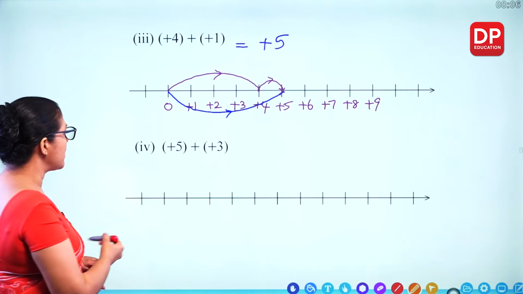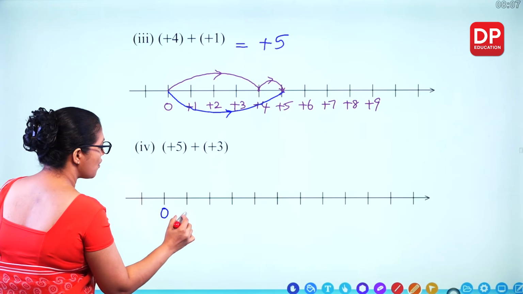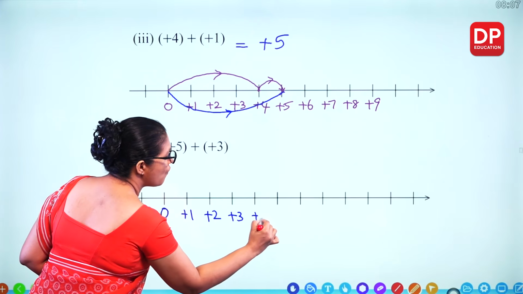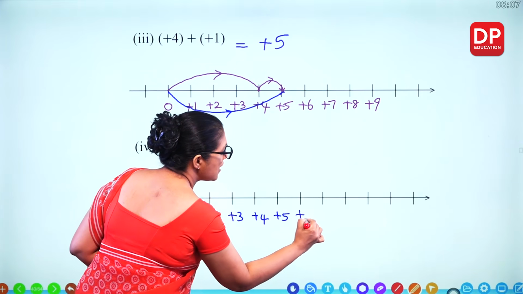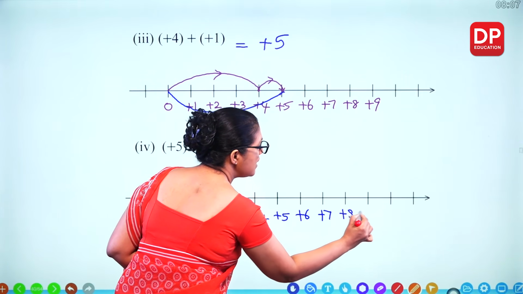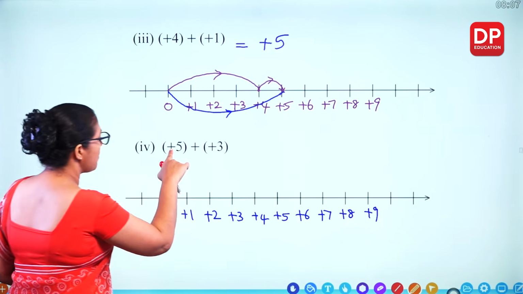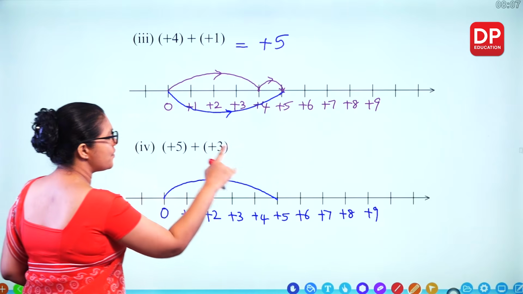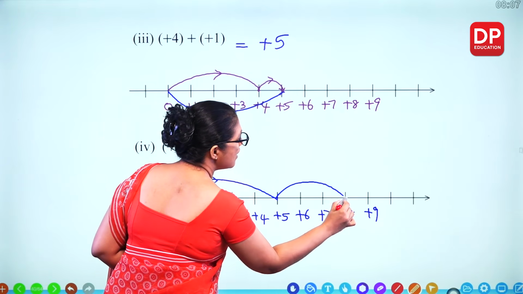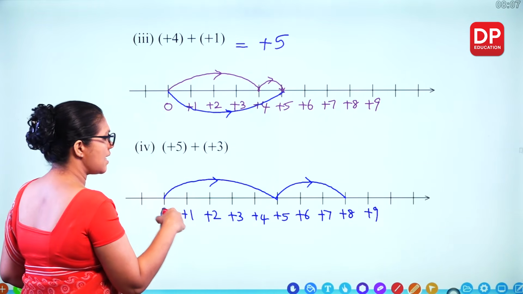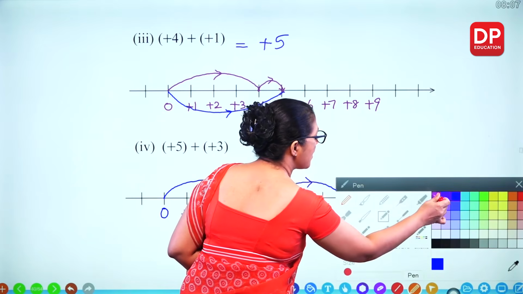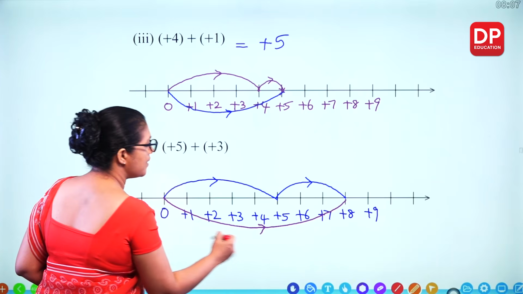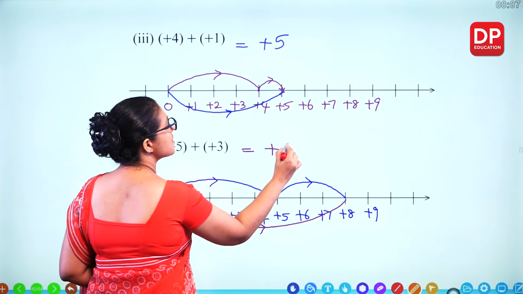Plus 5 and plus 3. We'll start from 0. Plus 1, 2, 3, 4, 5, 6, 7, 8, 9. Plus 5 means 5 squares to the right. That's here. Another 3 squares to the right. So what's the answer? Plus 5 and plus 3 becomes plus 8. Here to here, plus 8.